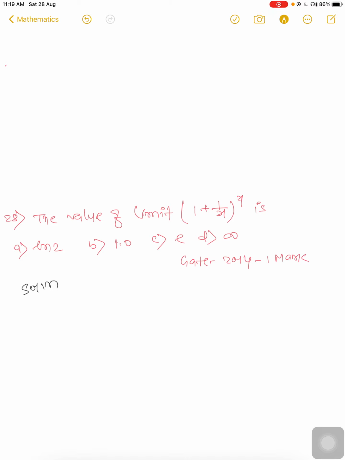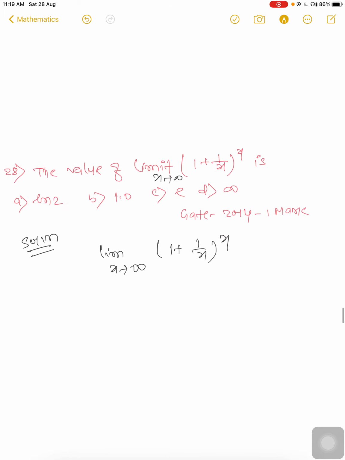The value of the limit, very simple. This one is the limit x tends to infinity of 1 plus 1 by x to the power x. In such a type of question, it is undefined because of 1 to the power infinity. In that case, you will get exponential only, and you can solve it in an easy way.